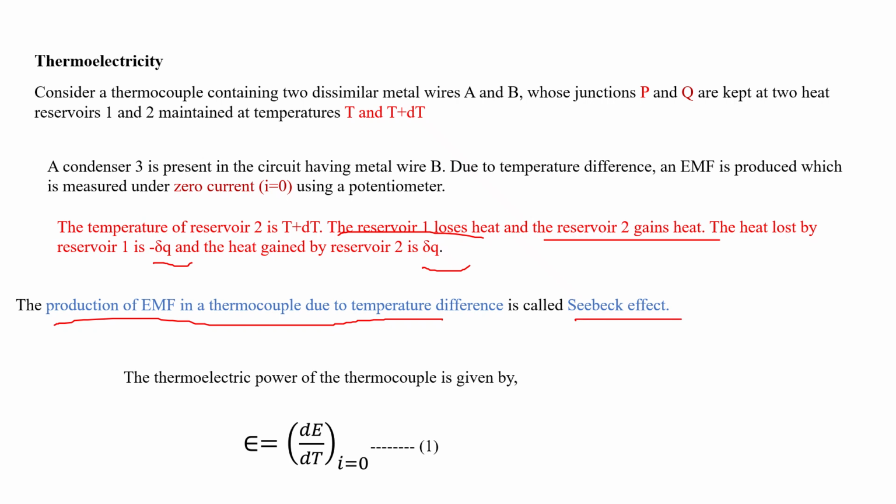The potential which is produced due to the difference in temperature is known as the thermoelectric power of the thermocouple. Thermocouple means two joints, two reservoirs which are maintained at different temperatures. So the thermoelectric power E is given as the change in potential with respect to the change in temperature, in which the current is kept as zero.